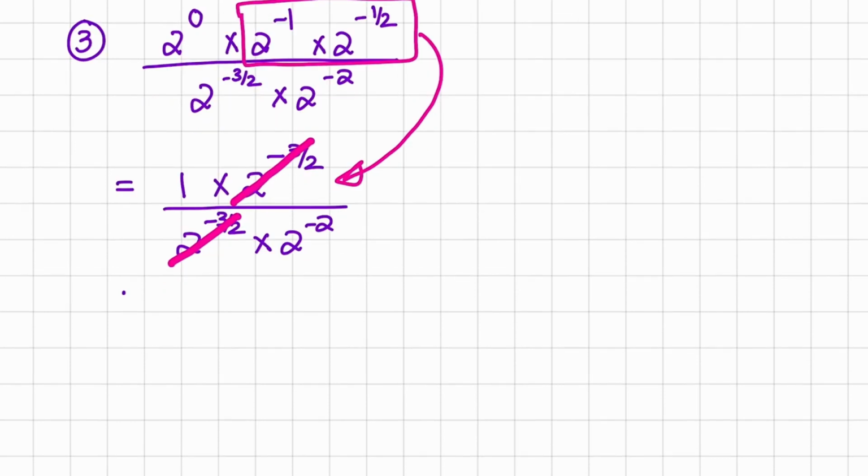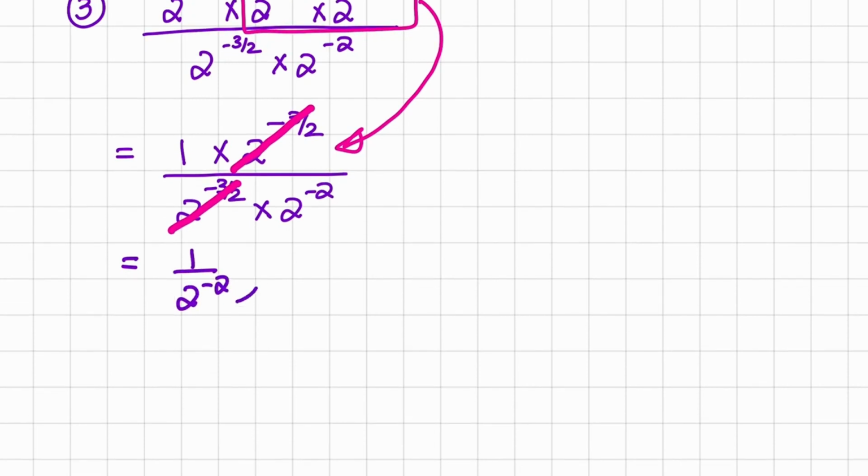So I'm left with 1 over 2 to the power of negative 2. And we have already learned how to rewrite this. This will become 2 to the power of positive 2, which is equal to 4.